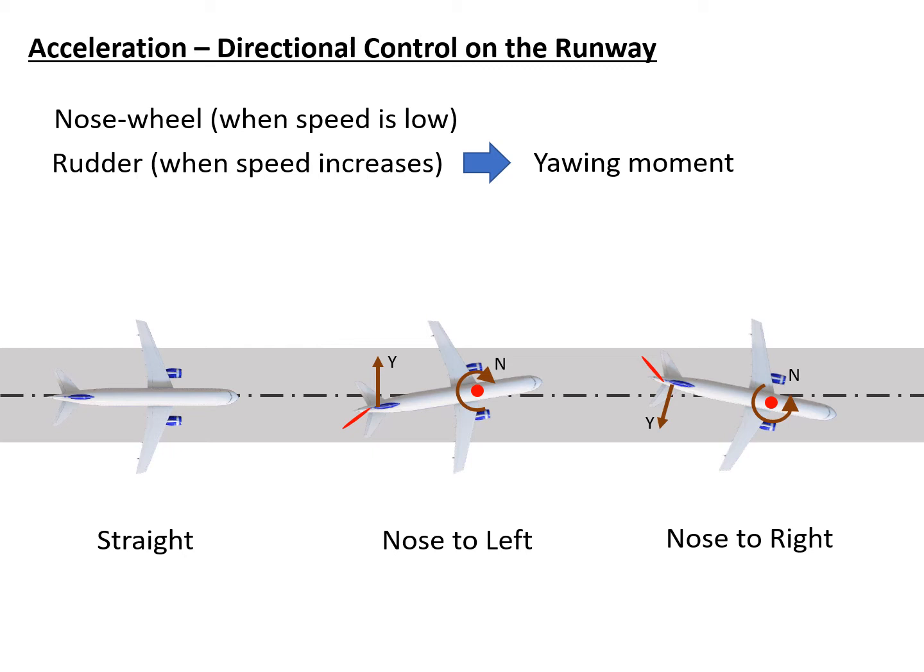And remember, only when the aircraft has enough speed, the aerodynamic control can be applied. That's using a rotor. Otherwise, there won't be enough side force produced, and also not enough yawing moment to correct the direction.